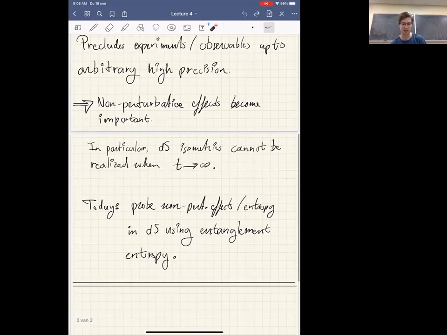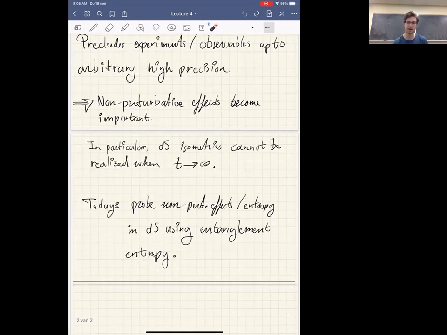This was just a very general argument, and it did not tell us precisely what these non-perturbative effects are that break the de Sitter isometries. So today we are going to focus on some new developments where you can probe these non-perturbative effects and the finiteness of the de Sitter entropy using techniques from quantum information theory. In particular, we're going to focus on entanglement entropy.